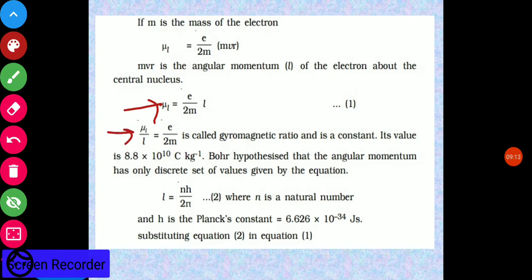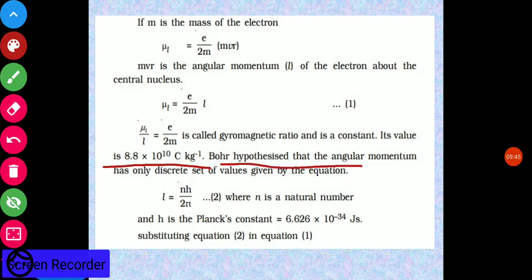is equal to e upon 2m, and this ratio is called the gyromagnetic ratio. Its value is constant because e is constant and m is constant. So the ratio of the orbital magnetic moment to the angular momentum is a constant, which is known as the gyromagnetic ratio. Now if we put the values of e and m, the value of the gyromagnetic ratio comes to 8.8 into 10 raised to power 10 coulomb per kg.